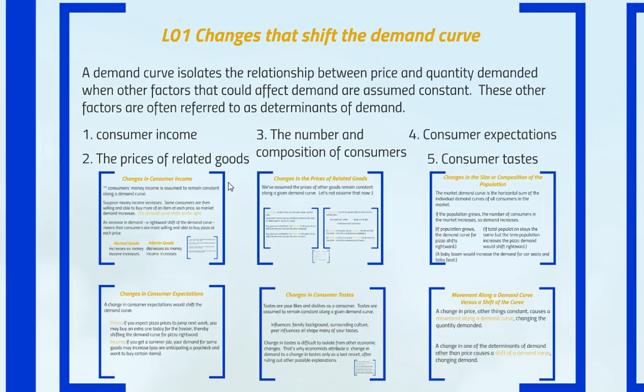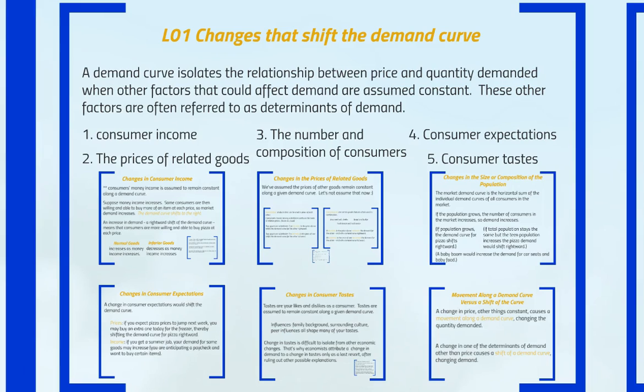As you can see, there are a lot of them. There's a lot of information in this lesson. So that demand curve is the graph, okay? And a demand curve isolates the relationship between price and quantity demanded when other factors that could affect demand are assumed constant. Remember, we talk about pizza a lot. You know, at $4, people will buy more pizzas than at $12.